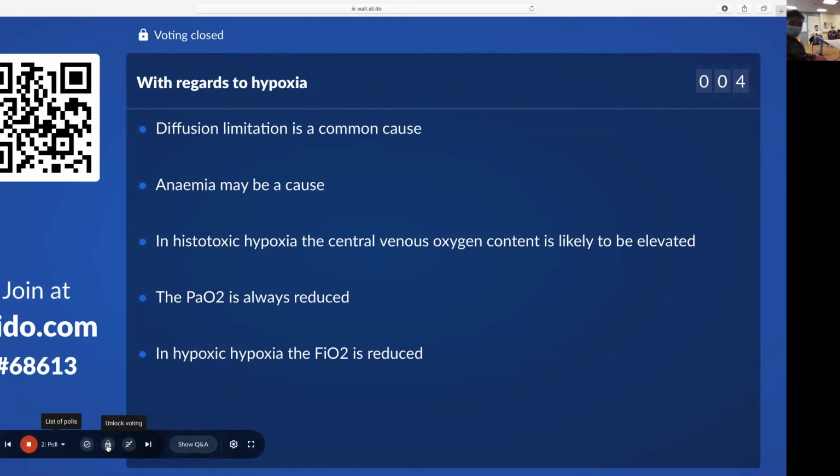Sweet. Okay. So with regards to hypoxia, diffusion limitation is a common cause? I didn't say so. No, the keyword's common, isn't it? And it specifically says in the textbook it's a rare cause. It's because of the traversing the capillary thing, isn't it? Exactly, yeah. So that's a diffusion limitation. This is talking about diffusion of oxygen across the alveolar capillary membrane. Oxygen is not really diffusion limited normally. It's perfusion limited, not diffusion limited.